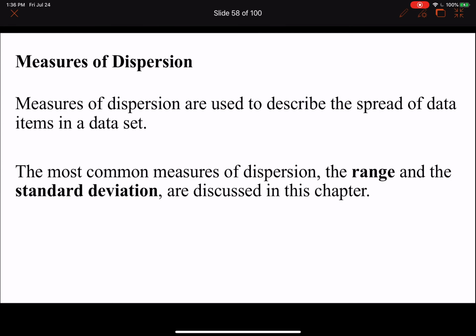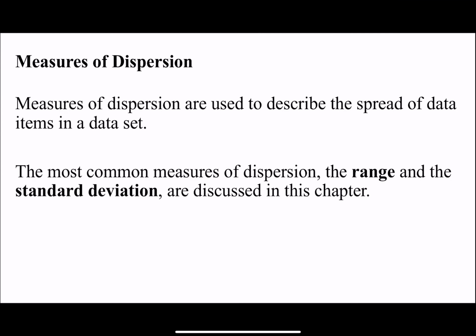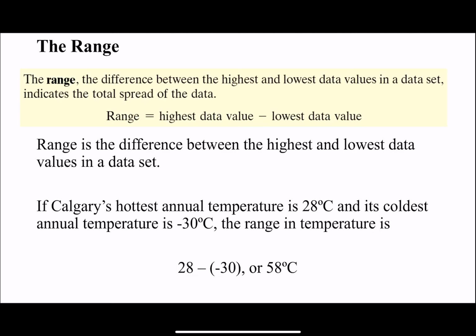Okay, measures of dispersion. Measures of dispersion are used to describe the spread of data items that we have in a data set. The most common measures of dispersion are the range and the standard deviation. So, we're going to talk about this too in this chapter.